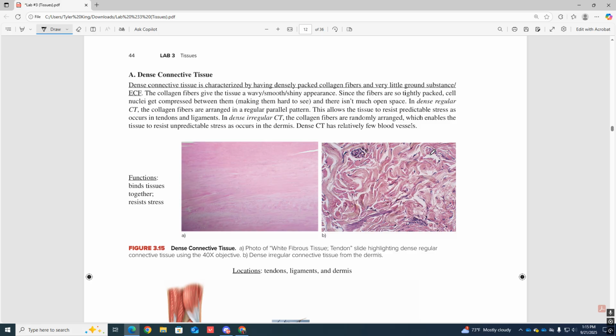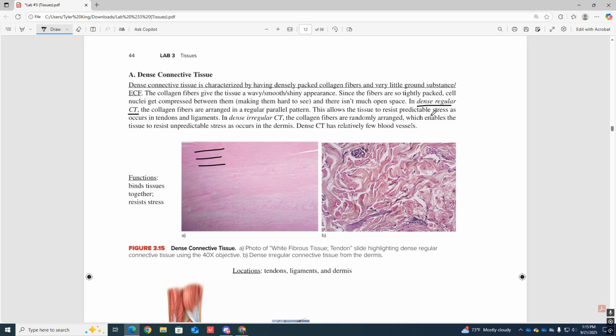So, there are 2 types of dense CT, okay? The first one is dense regular CT, okay? In this, the collagen fibers are arranged in a regular parallel pattern. We can kind of see this here. It looks like lines running parallel, right? Has a wavy, parallel looking appearance to it, okay? We need the regular CT because the collagen fibers are parallel, and what they are responsible for is resisting predictable stresses, such as what would occur in tendons and ligaments, okay?